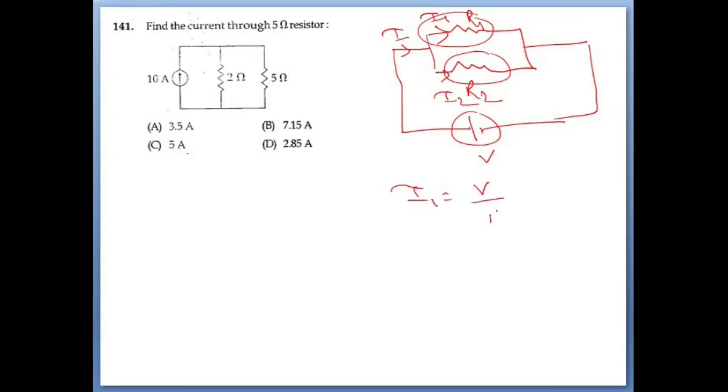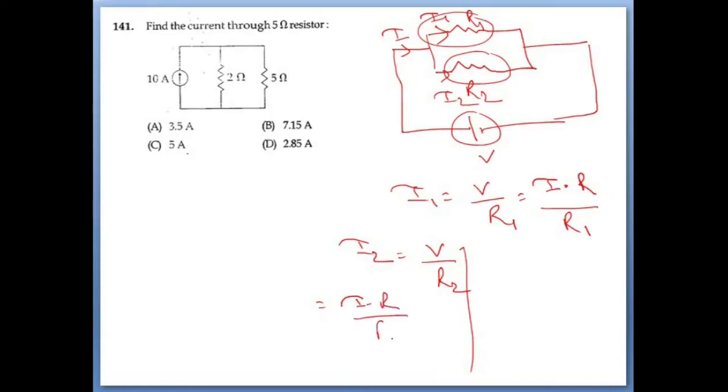I1 will be equal to V by R1. And what will be I2? I2 will be equal to V by R2. What we can write? V. V we can write as I into R. V is equal to I into R by R1. Here what will be? I into R by R2.